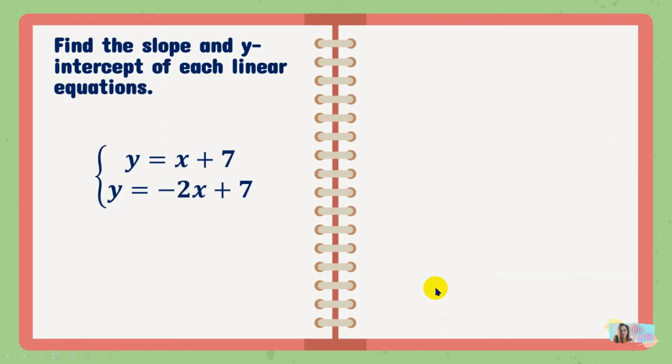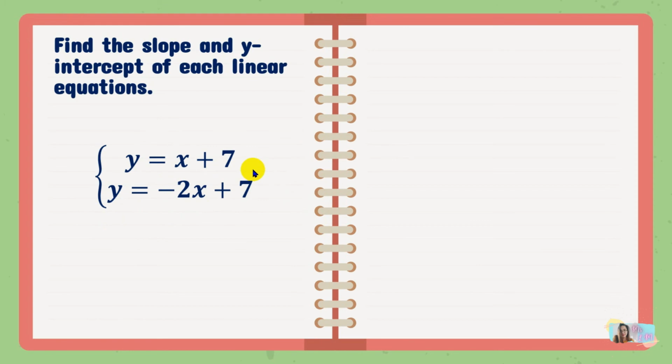Then, down to our fourth example, we have here y is equals to x plus 7 and y is equals to negative 2x plus 7. Okay? So, ang ating linear equations in this system are written in slope-intercept form. So, wala na tayong rewriting na magaganap kasi nandyan na po mismo ang ating slope at ang ating y-intercept. Ang gagawin na lang natin is hanapin yung ating slope at y-intercept na yan.